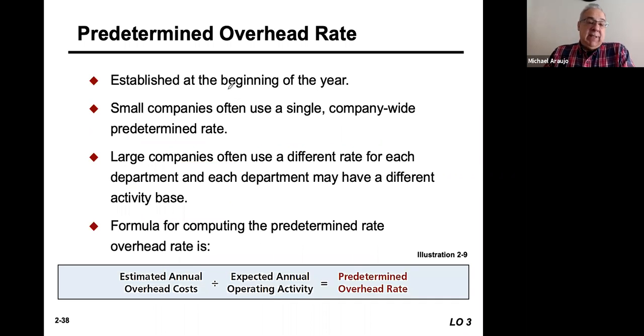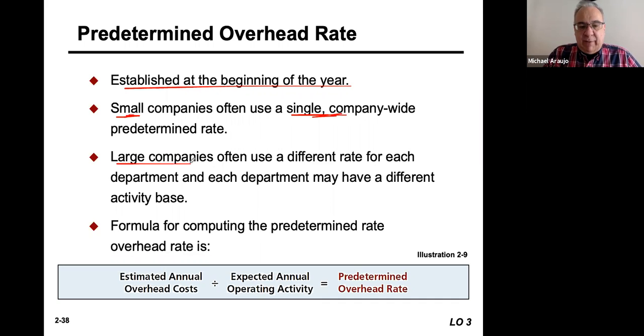Like a lot of things in accounting, you have to establish this at the beginning of the year, before it actually happens. So you do have to somewhat project out. So you establish the predetermined overhead rate at the beginning of the year. Normally speaking, if the company is smaller, they will simply have a company-wide predetermined rate that everybody uses. And it's just one particular rate. And that's a benefit for smaller companies that are in manufacturing particularly.